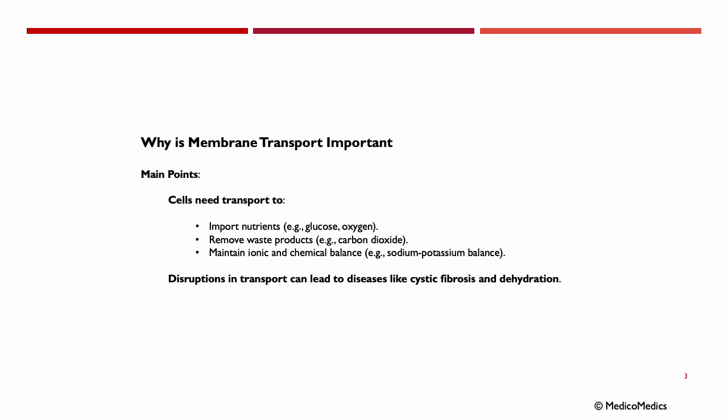So why is membrane transport important? Well, cells need transport to, number one, import nutrients like glucose, oxygen, etc. We need transport to remove waste products like carbon dioxide. We need to maintain ionic and chemical balance, like the balance of sodium and potassium in the cell. And disruptions in transport can lead to diseases like dehydration, cystic fibrosis, etc.